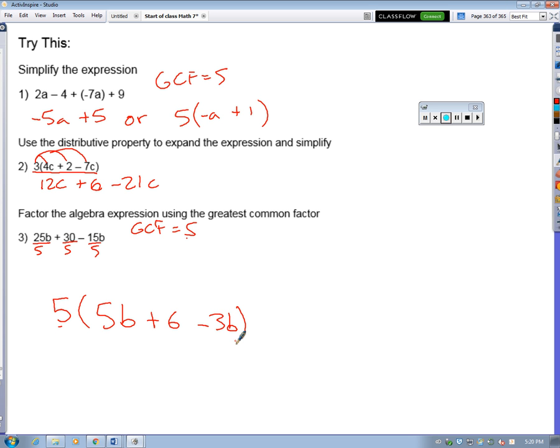So there we go. That's as far as I can take it. I can't combine this stuff inside the parentheses because they're all different things. Oh, wait a minute, hold on. I do have b's. I can combine that stuff inside the parentheses. I've got a 5b and a negative 3b. 5b minus 3b is going to be 2b. Our 6 is going to stay the same, plus 6. And we'll bring our 5 on the outside.